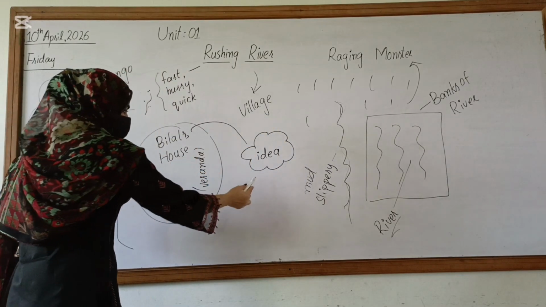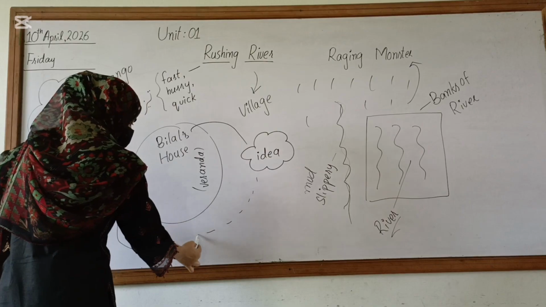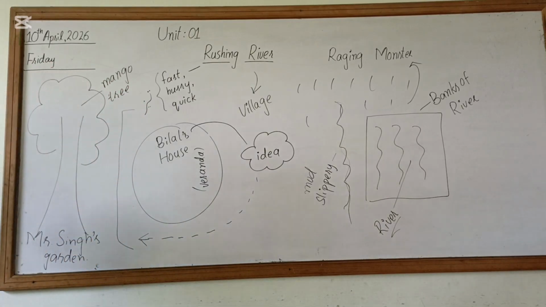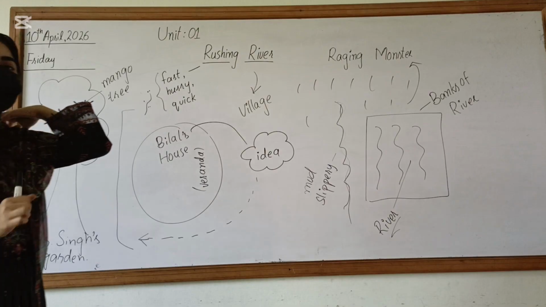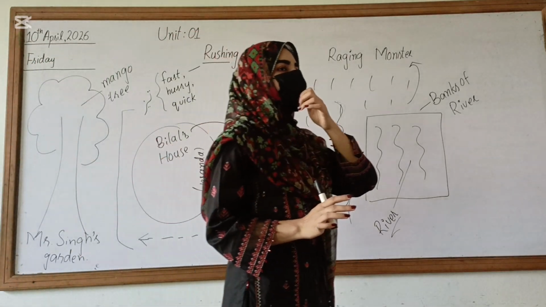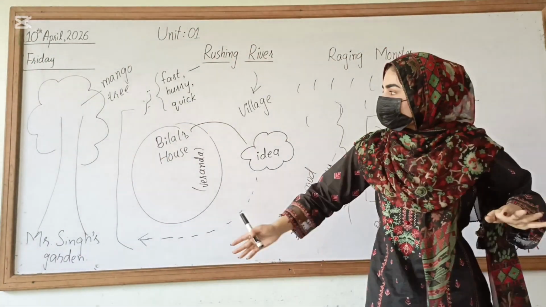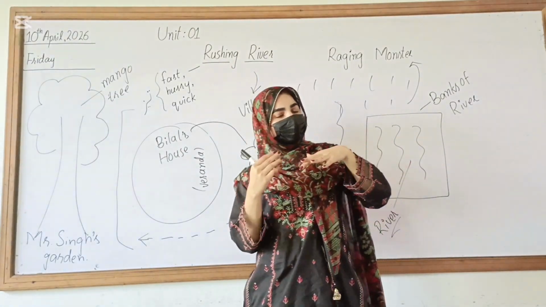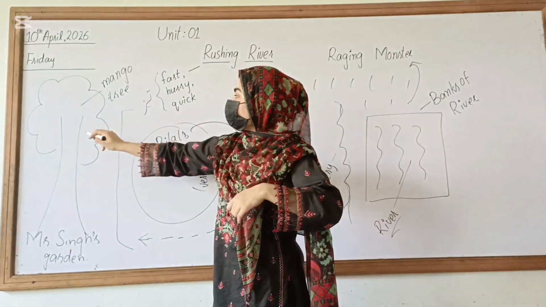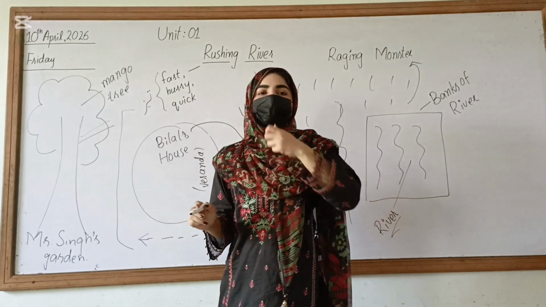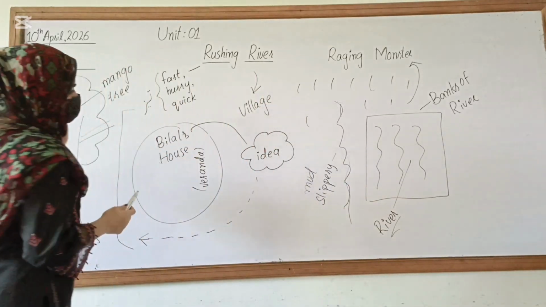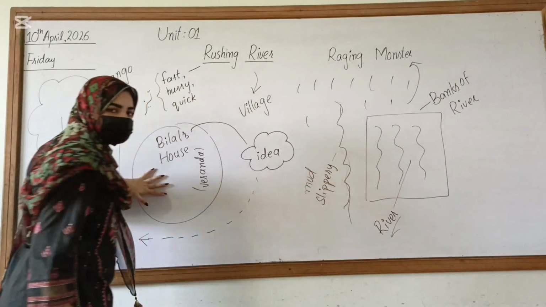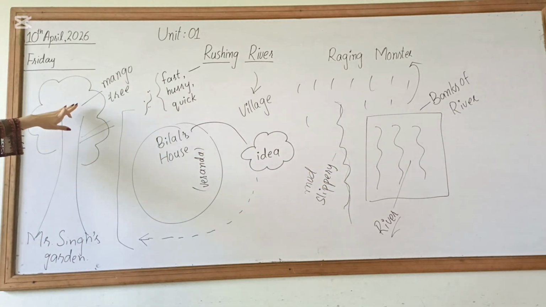Okay, Bilal thought of an idea that he will go to Mr. Singh's garden. Bilal had an idea. He thought कि मैं Mr. Singh के garden में चला जाता हूँ और वहाँ पे बहुत बड़ा a huge tall mango tree है, और मैं उस पे जाके बैठ जाऊँगा, will sit on any branch of the tree and will have a look at the river. See, this is Bilal's house and the river is in front of that house. What if Bilal will sit on that branch?